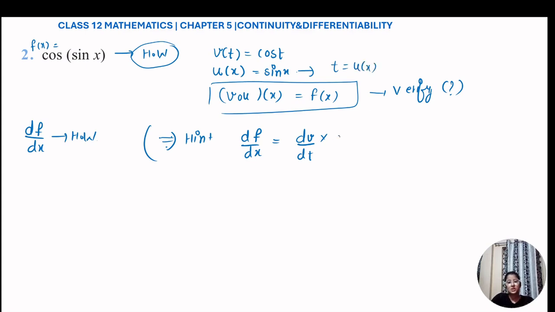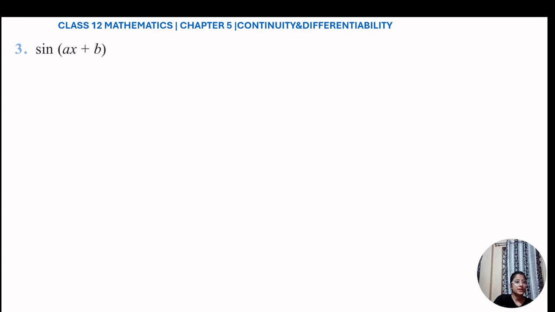So this is dv by dt multiplied by dt by dx, like differentiating with respect to t, and then multiplying with the differentiation of t with respect to x. This is your hint. Just apply these things and you can easily get your answer. I am not giving you the answer because I have totally given you the hint. It's very easy to find the answers because they are in the last of your book also. Now let's move to the next question.